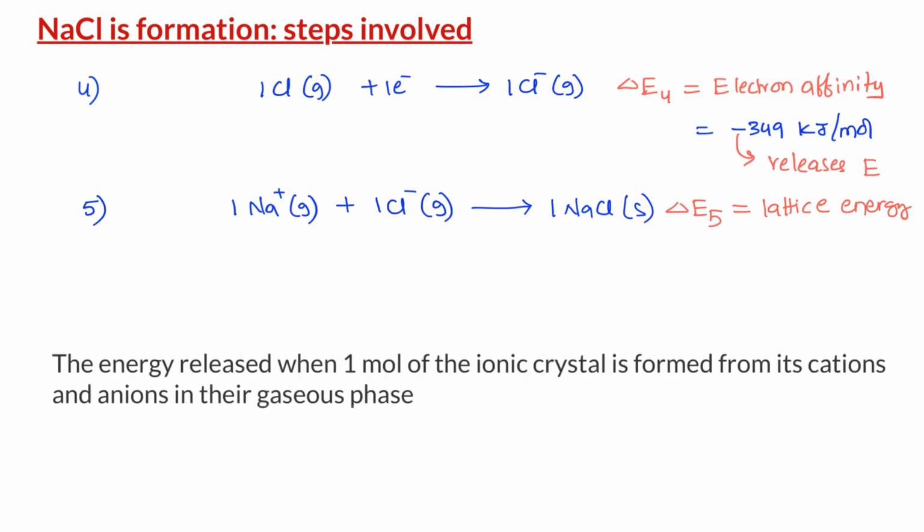Lattice energy is defined as the energy released when 1 mole of ionic crystal is formed from its cations and anions in their gaseous phase. Lattice energy for sodium chloride is minus 771 kilojoules per mole. That is, the energy is released.